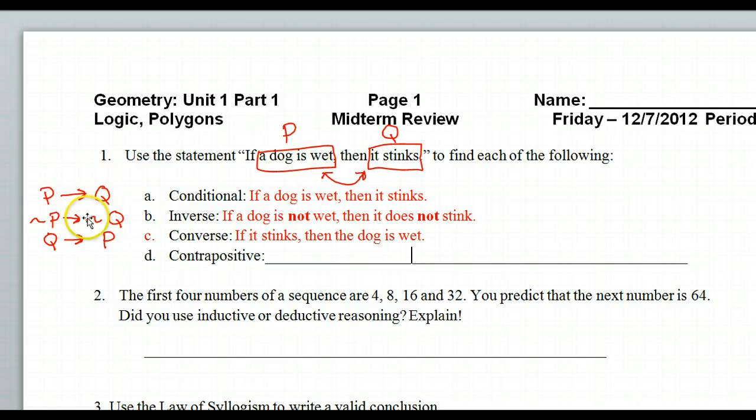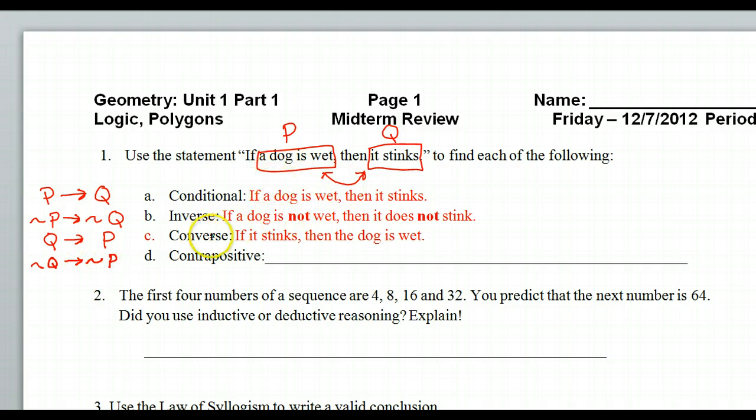Now, to review, the inverse is the one where we just negate the hypothesis and conclusion. If not P, then not Q. The converse is the one where we reverse the order of the hypothesis and conclusion. If Q, then P. The contrapositive is the one where we do both things at the same time. So we're going to wind up saying, if not Q, then not P. See, I've reversed the hypothesis and conclusion, and I'm negating them also.